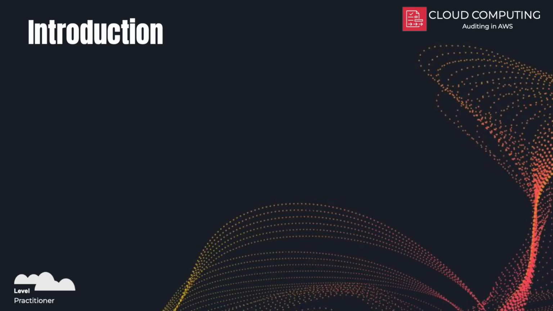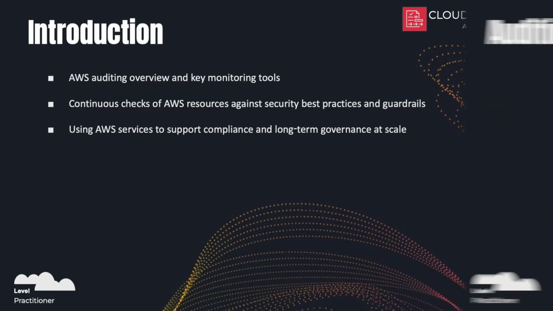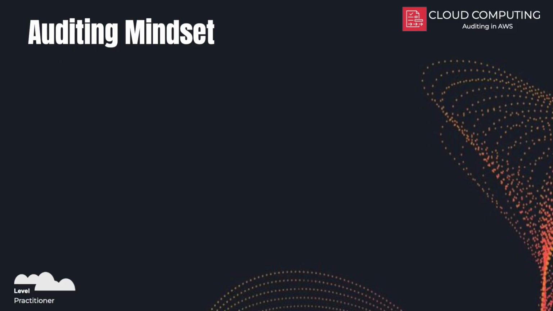In this video, we're going to talk about how auditing works on AWS and what tools you can use to keep an eye on your environment. The goal is to help you continuously audit your AWS resources to follow security best practices and always meet compliance requirements. To get started, let's compare how auditing typically looks on-premises versus in the cloud, and then we'll connect that to the AWS services that can help you.